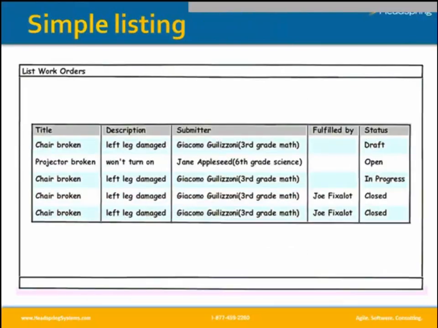So this is also a sample listing. When we're going to list work orders, say we list the top 100 or something sorted by status. We're going to show the title, description, submitter, who it was fulfilled by, if it is finished, and then the status of it. Okay, so this is what we're looking at. This is our example that we're going to dig into.